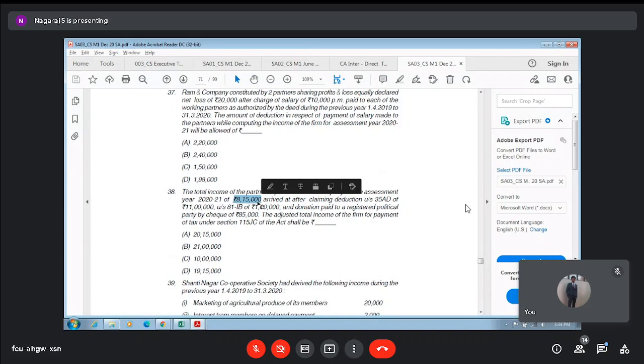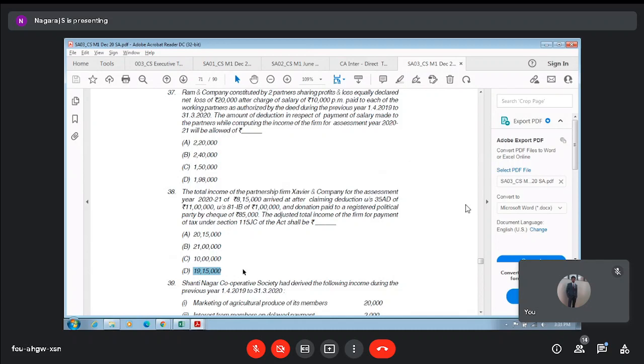18 lakh 15,000 minus 85,000, deduct first. 17 lakh 30. For that, add 12 lakhs. 29 lakh 30. That is not the one. Okay, for this 18 lakh 15,000, add 12 lakhs. How much? 30 lakh 15. From that you deduct 85,000. Same, sir, 29 lakh 30. Yes. That means whatever they have given in D is wrong.